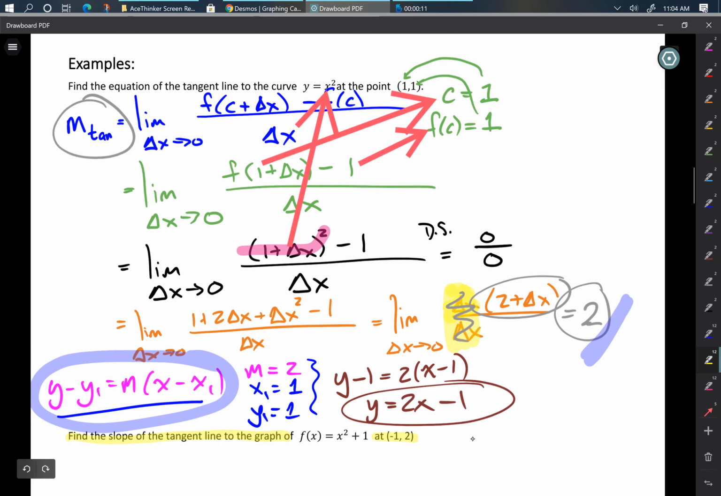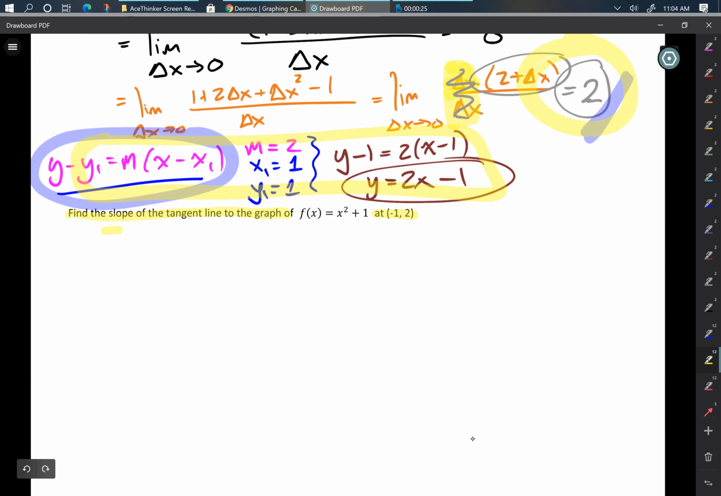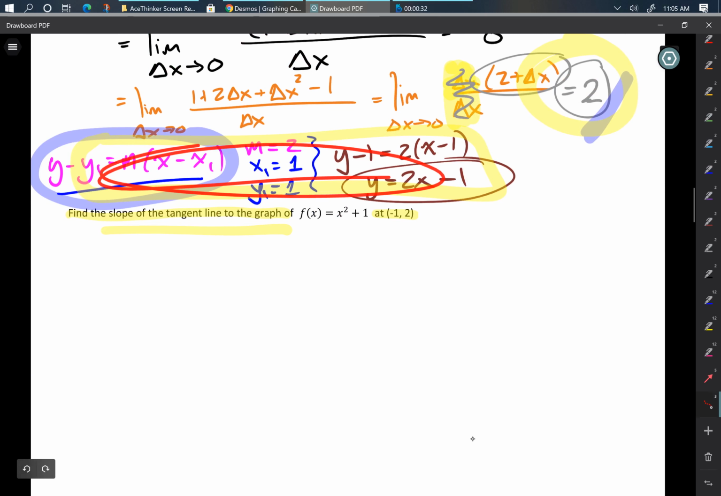Now, I want you to take a look at the directions for these two problems. The first one asks us to find the equation of the tangent line. So we weren't done when we got to here. We had to do more. This one just asks us to find the slope. So I don't need to do any of this business here. I'm done once I get done with that limit.